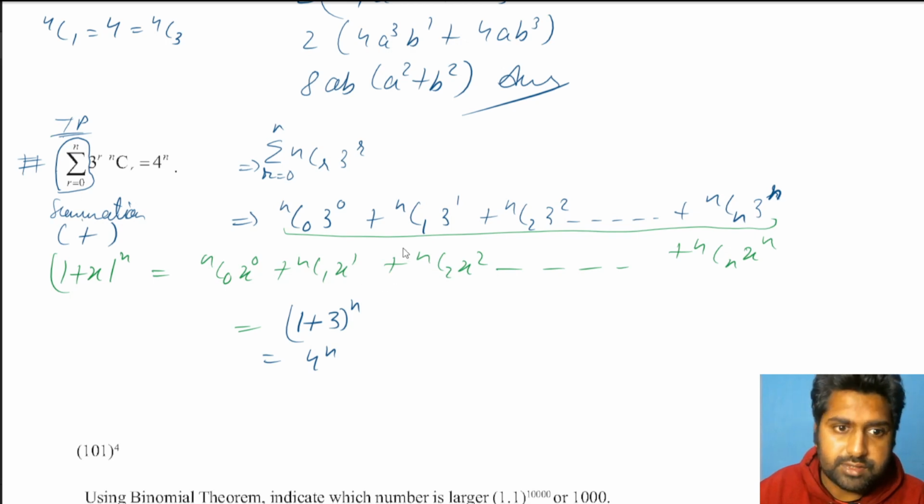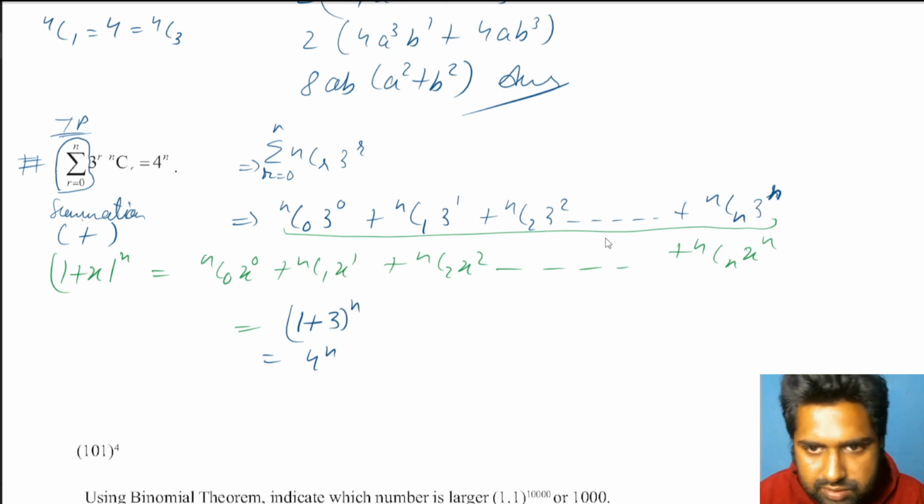But you have to think about this first of all. Remember that pattern, that nC0 x raised to power 0, nC1 x raised to power 1, this is the expansion of (1 plus x) raised to power n. If you can judge this format, it's very simple. Okay.